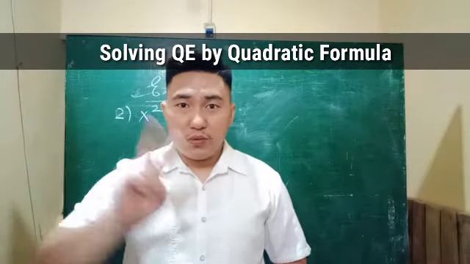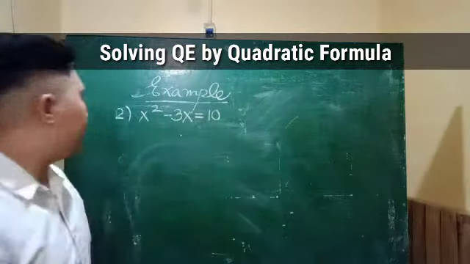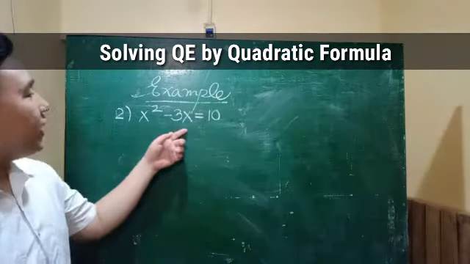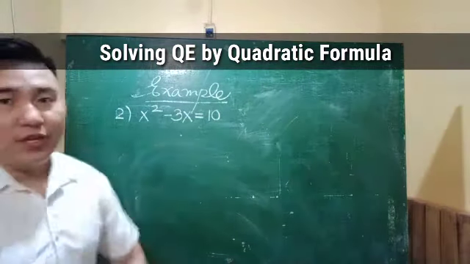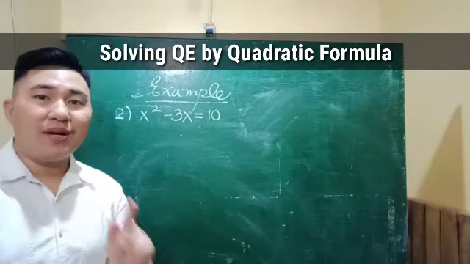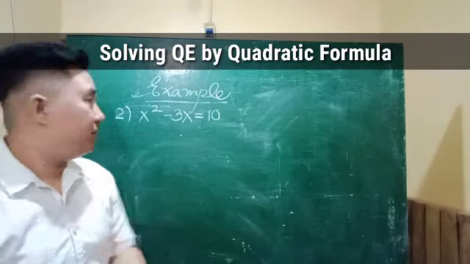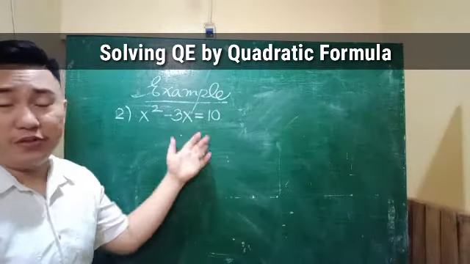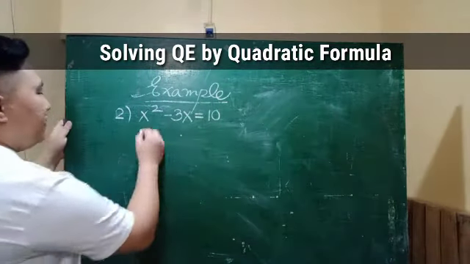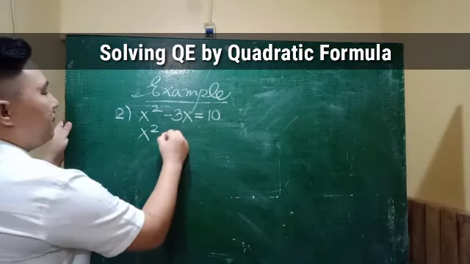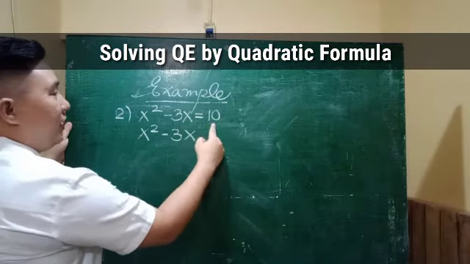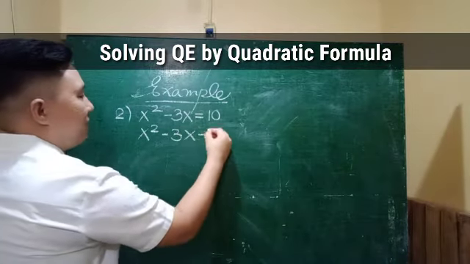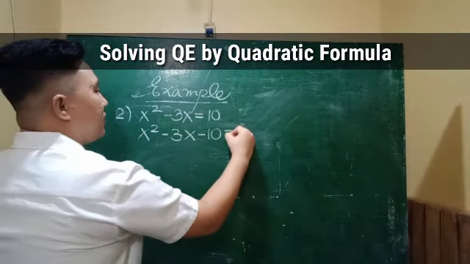Example number 2. So, our example here is x squared minus 3x equals 10. So, first step, tingnan muna kung ang given ay naka-standard form. Dahil hindi siya naka-equate sa 0, hindi pa siya standard form. So, standard form muna natin. So, we have x squared minus 3x. Yung 10 ilipat sa kabila, maging negative 10 equals 0.